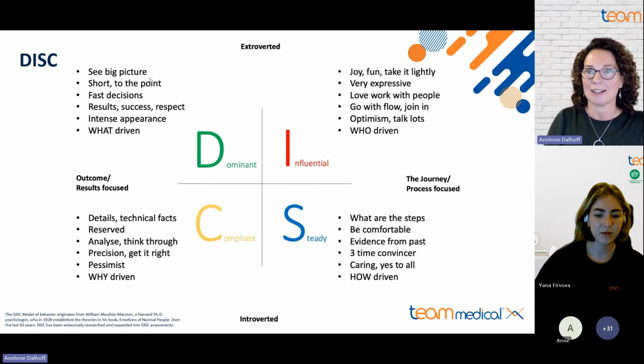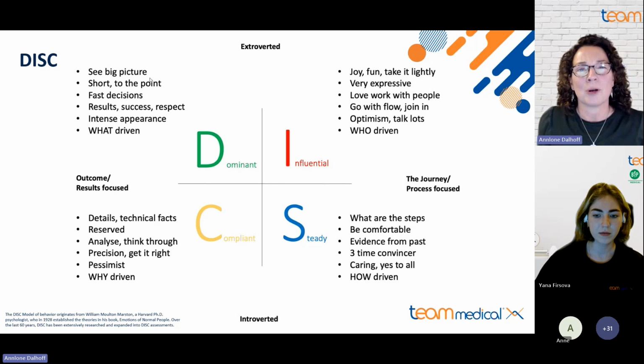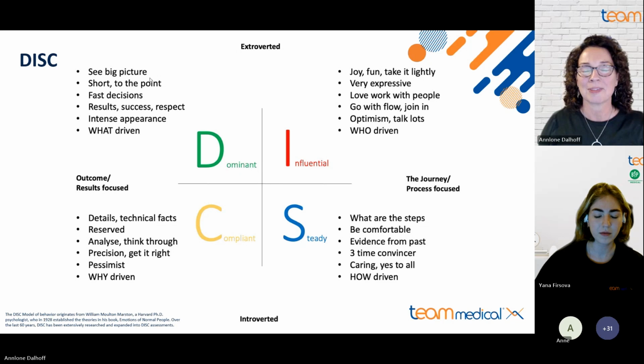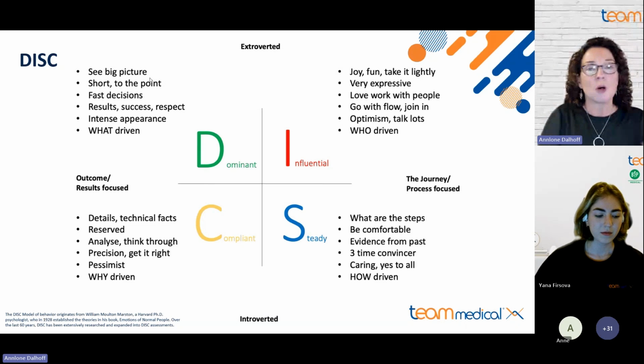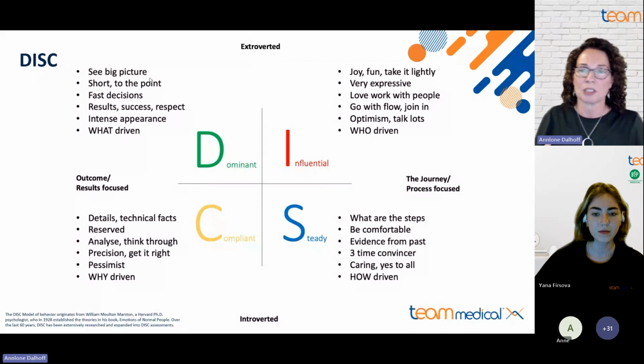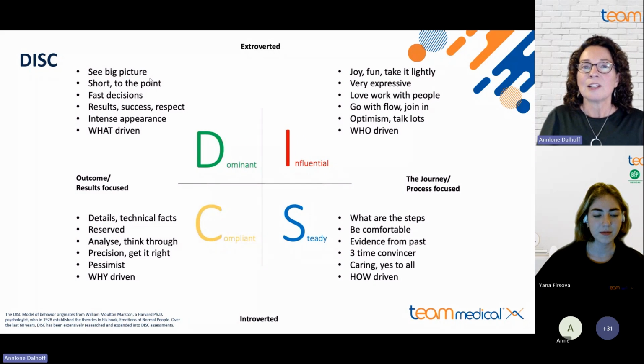The bullet points we have here, it is about joy, fun. They take things lightly. They're very expressive. So you will see their face moving, you'll see hands moving. My joke is that if you tell an I person to sit on their hands and speak, I'm not sure they can. They're so used to expressing themselves. They love working with people. They go with the flow, they can join in, and they're optimists. They talk a lot. So emails will normally be long. Phone messages left will be long.